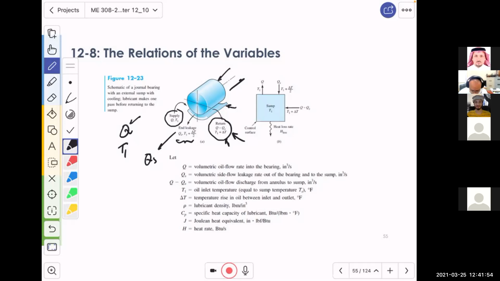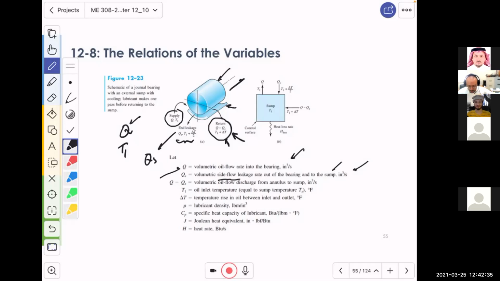So if you look at this, we have the volumetric oil flow, which is coming into the bearing, and it is measured in inches cubed per second, which is equivalent to meter cube per second. And then we have the side flow leakage rate going to the sump. The sump, ya shabab, is like a little tiny pool, a place where the oil accumulates, okay? If you want to have the meaning of this word more tangible, you can search it in Google Translate. There are multiple translations for what the sump means.